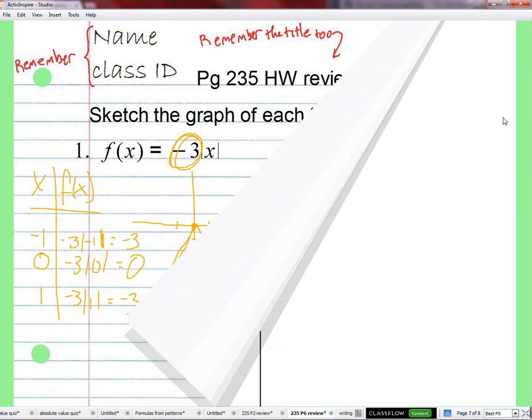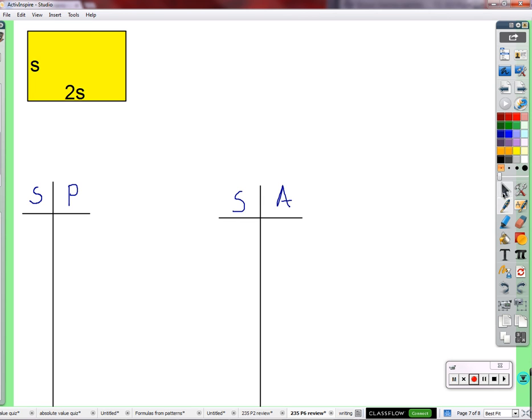So I want you to get out your notes. I want you to create 2 tables. And here it says S, P, this is S, and A, so 2 different tables, 2 different functions. What do you think A stands for? What do you think P stands for? Perimeter. We're talking about a rectangle that has side length S, and this side is twice as big as whatever that side is.